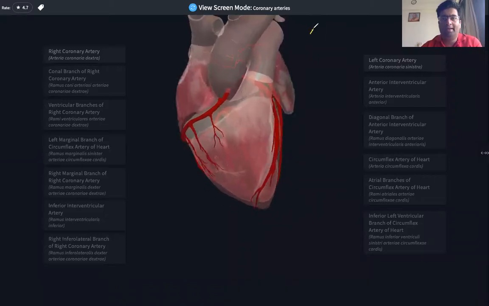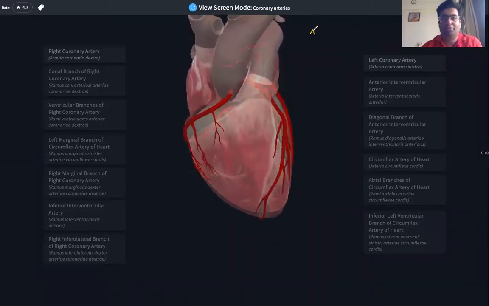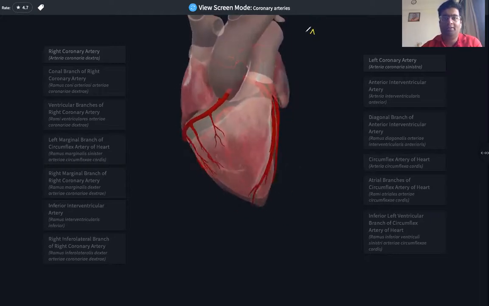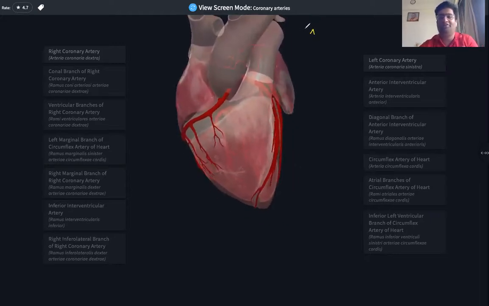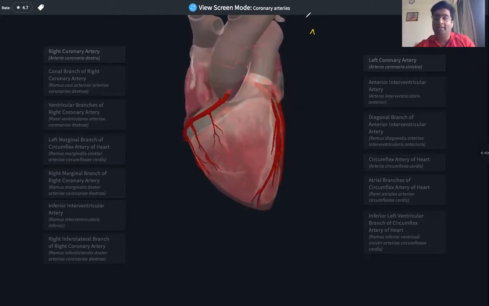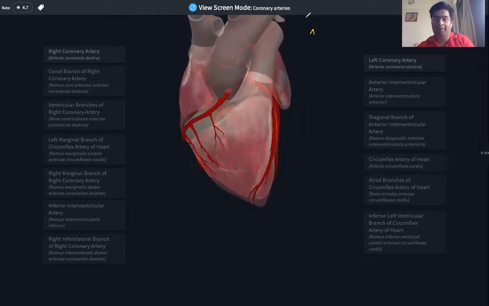So aorta we know is the main artery which arises from the left ventricle and distributes oxygenated blood to all parts of the body. I repeat, aorta is the main artery which arises from the left ventricle and supplies oxygenated blood to all parts of the body.